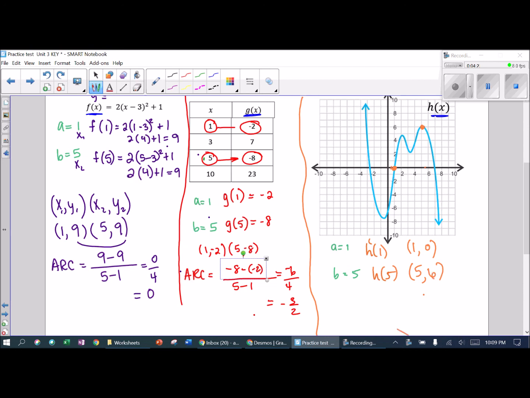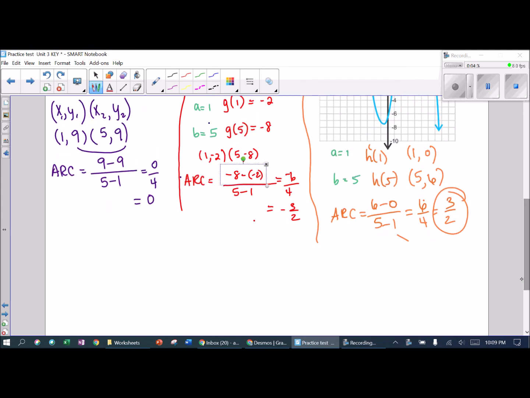Okay, average rate of change, 6 minus 0 over 5 minus 1, 6 over 4, or positive 3 halves. So it looks like h of x has the greatest average rate of change.